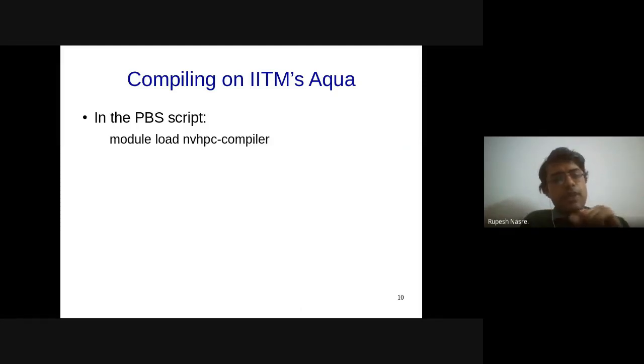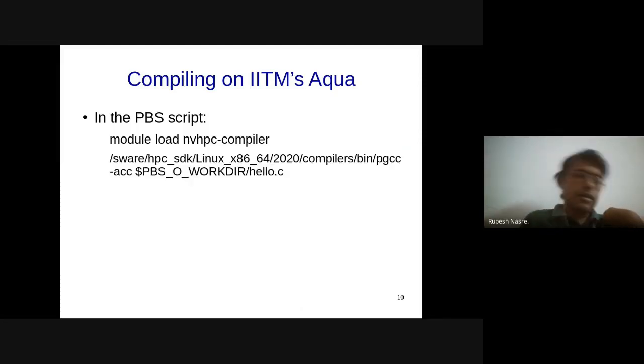First, you have to load a particular compiler. In this case, it is the NVHPC compiler, which is from NVIDIA. Then we have to invoke PGCC, which is going to be a later part. So I'm not going to show the complete PBS script. That I'm going to upload onto Moodle, so you can make use of it and change it if required.